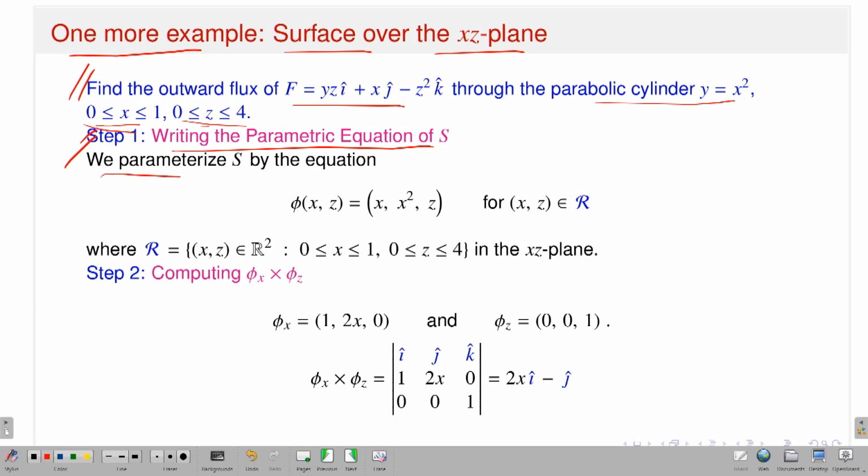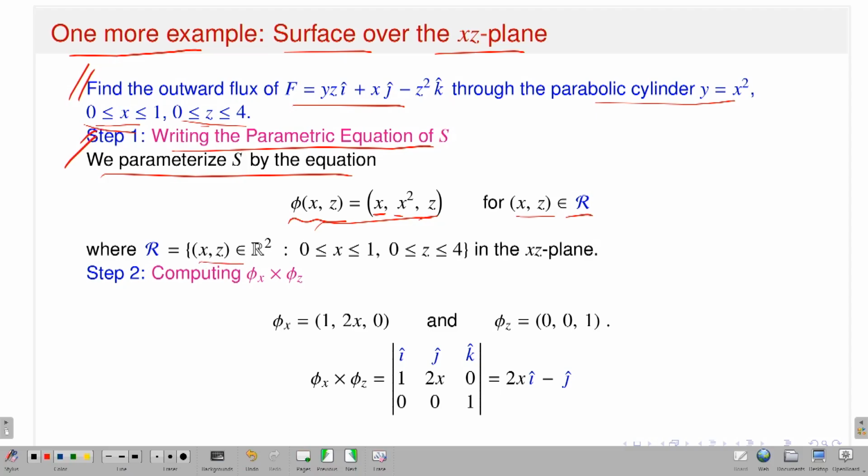What is this? If I calculate the parameterization of my smooth surface S, which is nothing but phi of x, z. Of course y is equal to x square, so its first component is x, second component is x square, and z as it is. So this is the corresponding parameterization of my surface, where x comma z runs over R. And what is my R?